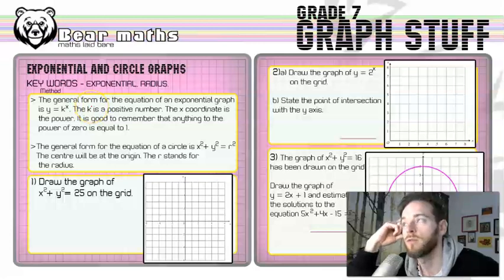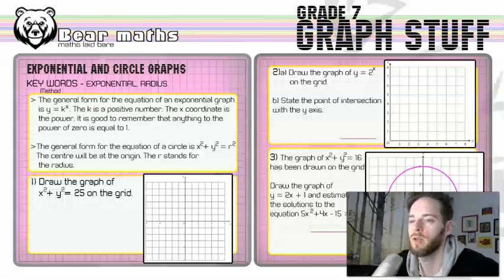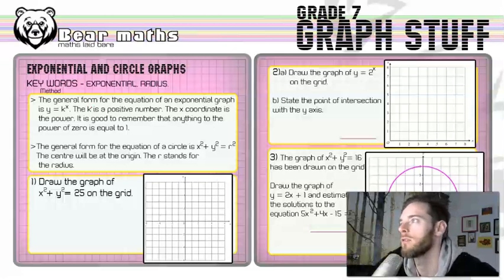Hi guys, welcome to this video on exponential and circle graphs. It's another two graphs that I'm attempting to help you understand. So, keywords here are exponential and radius. Exponential is when something grows really quickly. That's exponential growth. And then the radius is the distance from the center of the circle to the circle's circumference.